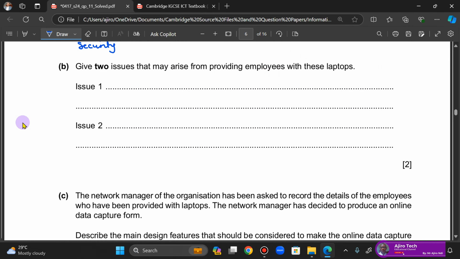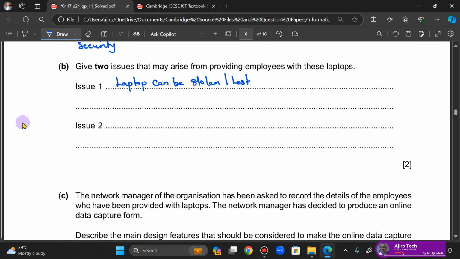Okay, give two issues that may arise from providing employees with this laptop. What are the issues when you are providing employees with this laptop? The laptop can be stolen. That's the first thing. Laptop can be stolen. It can be lost. Okay, because you're going from office to home. Yes.